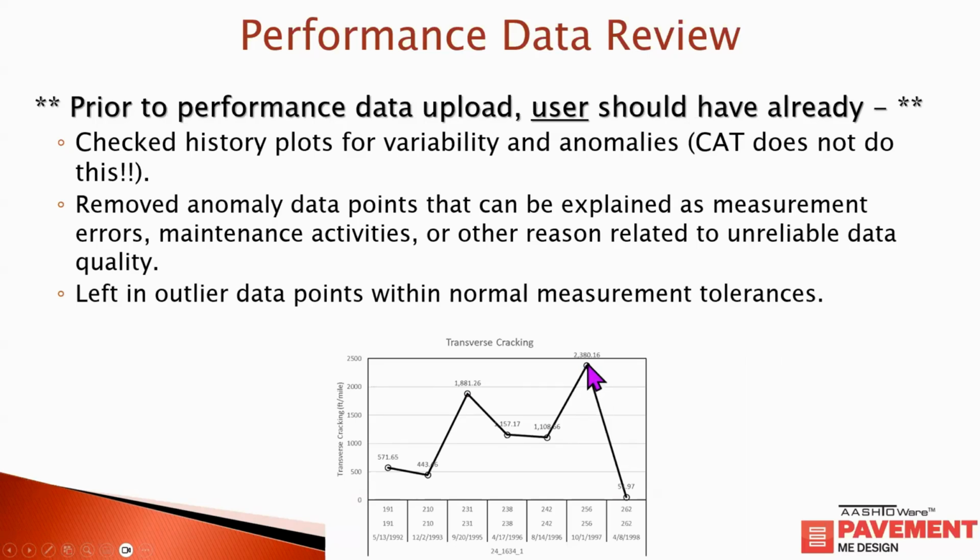But look what happens here, going from 97 to 98. You're dropping off from almost 2,400 feet to nearly nothing. Obviously, if these are both accurate measurements, then something happened here. More than likely, the road got resurfaced and your transverse cracks disappeared, at least for a year. That's something you have to look at.